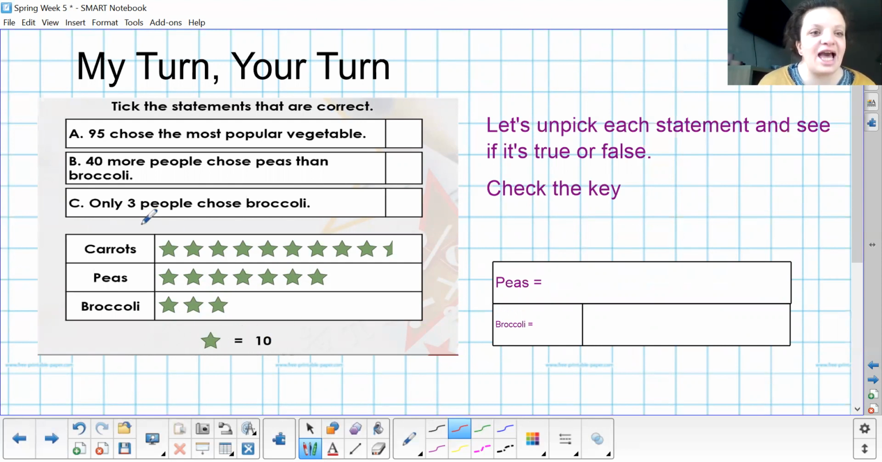It's 10. And we're looking at popular vegetables, carrots, peas, and broccoli. What is the most popular vegetable? So 95 chose the most popular vegetable. So find the most popular vegetable and count and see if it did have 95 people like it. So pause the video now and have a go.